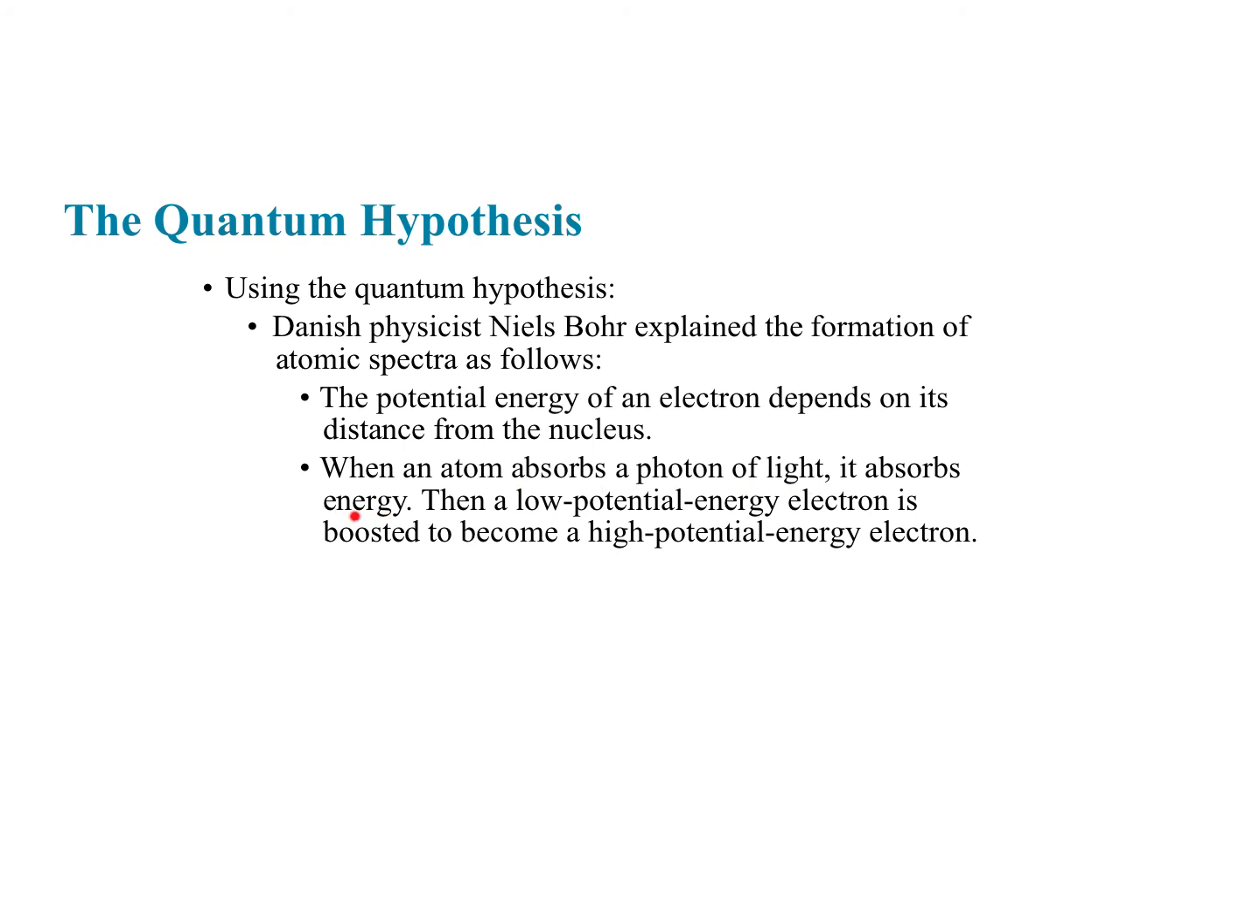And when an atom absorbs a photon of light, it absorbs the energy. That's one of the ways that we can cause these electronic transitions. And so what happens is the low potential energy electron, that is the electron in a lower shell with a lower potential energy, gets boosted to a higher shell, and because it's further away from the nucleus, it has a higher potential energy. And that's the energy that's stored in the atom that when the electron falls back down, it can give back in the form of light.